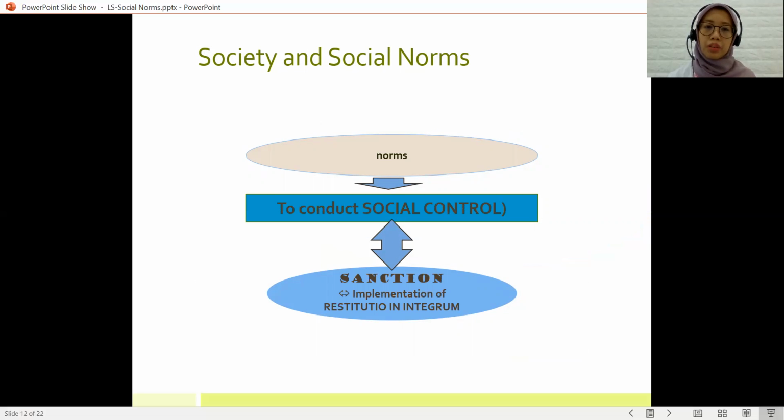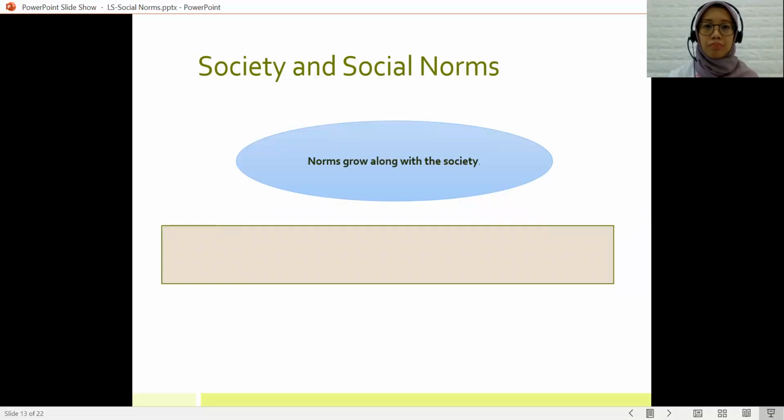In order to act in its role of restitutio in integrum, or restoring the society as it was before the violation of interest occurred, a norm performs its role as social control, and it provides itself with sanctions, right? So when someone violates other people's rights, they need to get punishment, while the victim should be compensated. That is why sanction is needed.